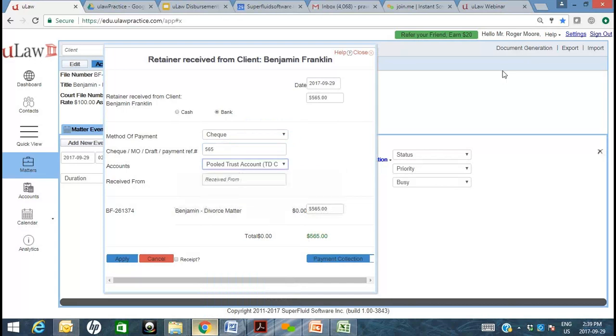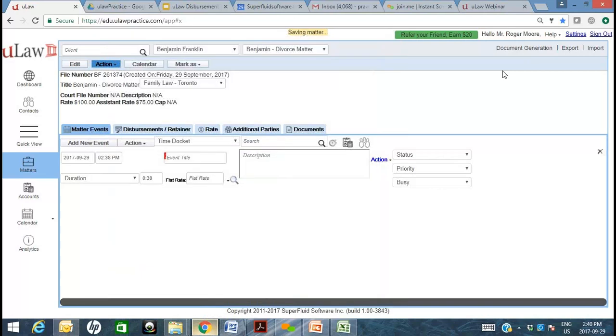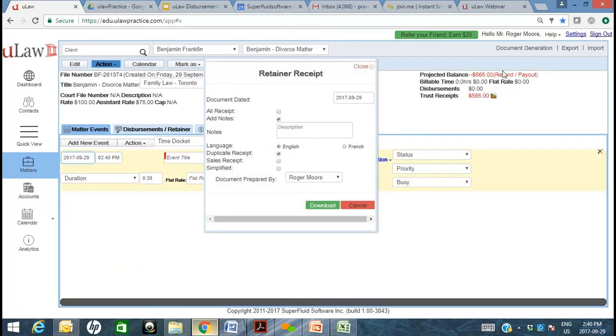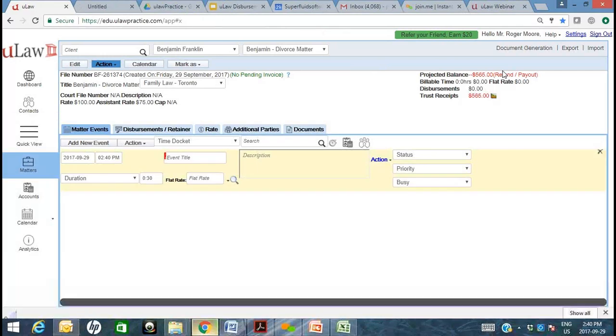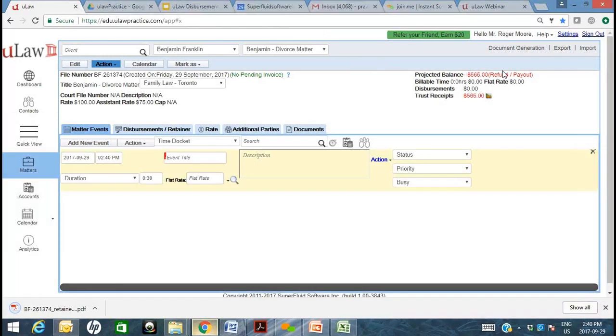We're putting it right into our trust account, and I'm going to give the client, as a habit, a receipt. It's a great habit to always give clients a receipt for every payment, whether it's trust or general, right? So now we've got that 565 in it, right? So as a first example, let me go ahead and put in a retainer.